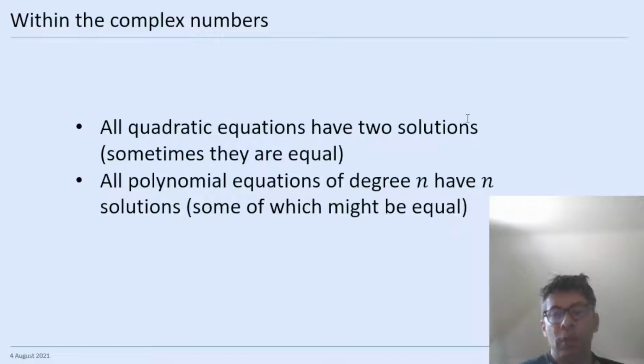So within normal numbers, within real numbers, the numbers that we've usually used, some quadratic equations have no solutions, like the one we just looked at. Within the complex numbers, all quadratic equations have two solutions. In some cases, the solution might be repeated, a repeated root, so it's just the same number repeated. This is even true if the quadratic equations have complex coefficients, actually. And actually, all polynomial equations of degree n have n solutions, again, some of which might be equal or repeated roots.